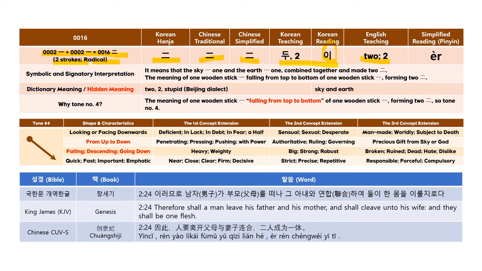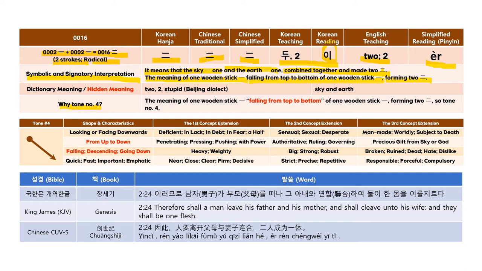In Chinese pronunciation, with pinyin and tone number on the vowel, er, it's tone number 4. The symbolic analysis and interpretation of this character is that the sky 1 and the earth 1 combined together and made 2. Or the meaning of one wooden stick falling from top to bottom onto the other wooden stick, so forming 2.